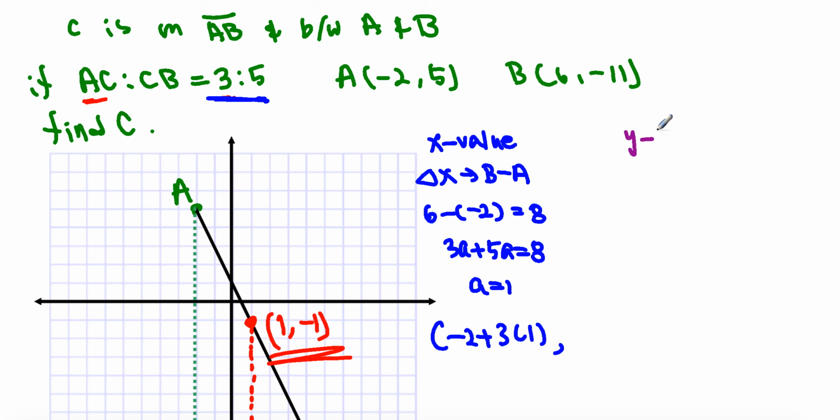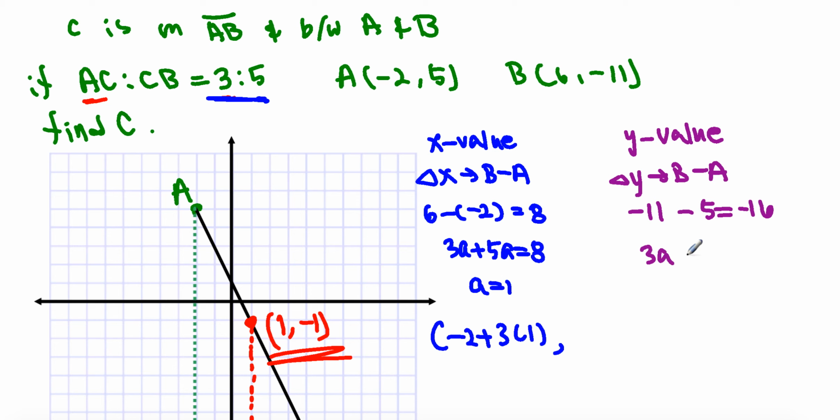To find the y value, I consider the change of y. I'm going to go from B minus A once again: negative 11 minus 5, which is equal to negative 16. I'm going to do that one more time. In this case, not 3a but rather 3b, because the portions are not necessarily the same between horizontal and vertical. So 3b plus 5b must be equal to negative 16, and you can easily see that b must be equal to negative 2.